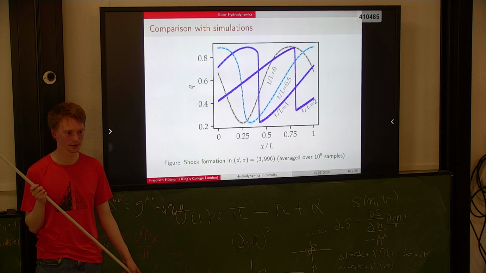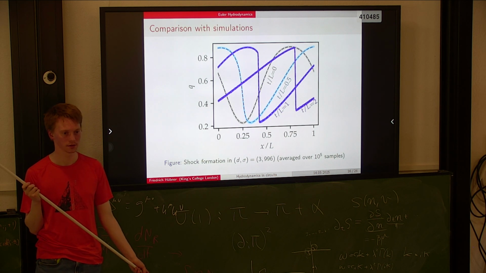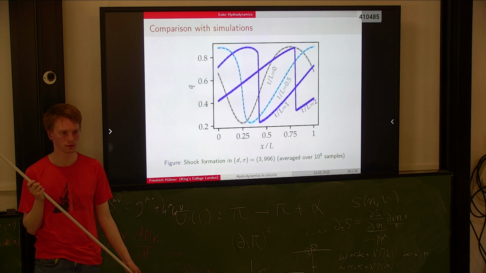So if it expands superdiffusively, it wouldn't produce linear entropy growth. It would be sublinear.